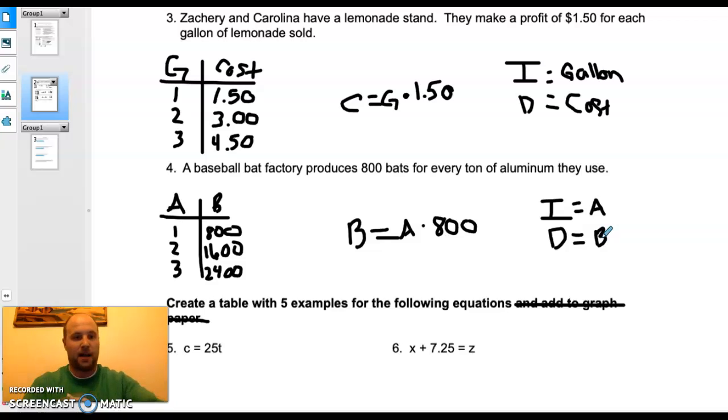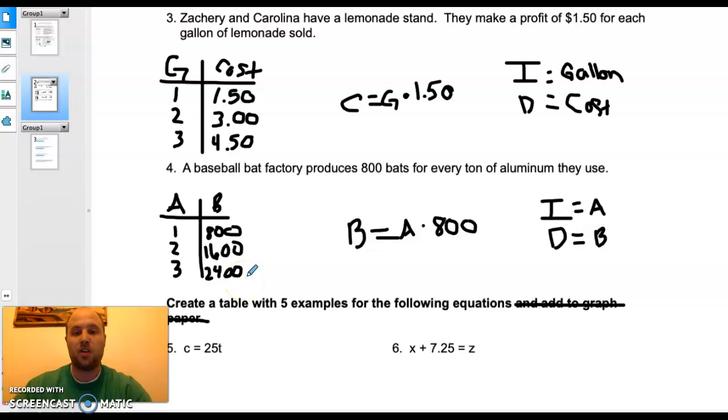Okay, so then I'm going to go back over here to my aluminum. If I have 1 ton of aluminum, it says I can make 800 bats. So what if I had 2 tons of aluminum? Well, 800 plus 800 is 1600. What if I had 3 tons of aluminum? Well, 800 plus 800 plus 800 is 2,400.